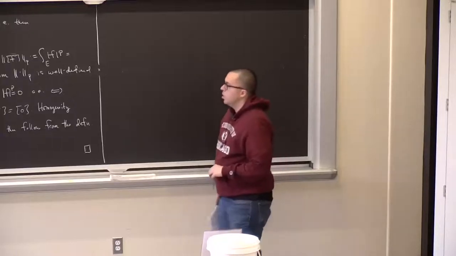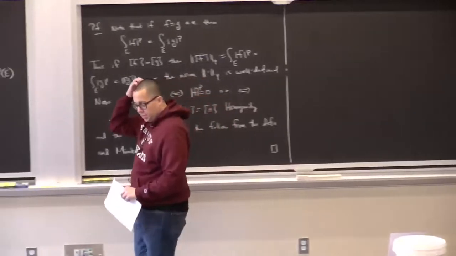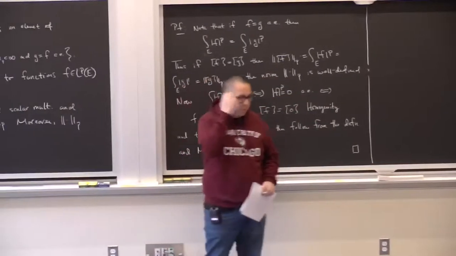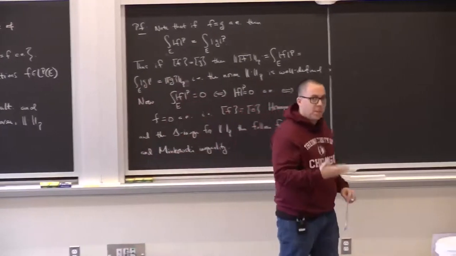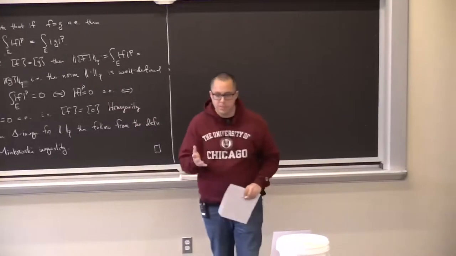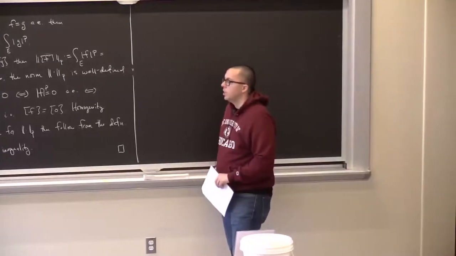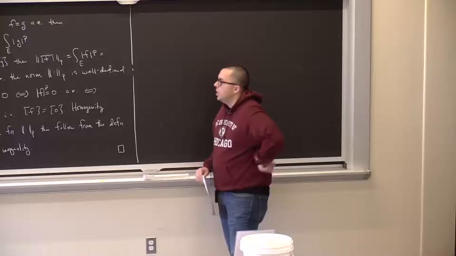Okay, so LP is the space of measurable functions with finite LP norm. See, I'm already not going to refer to it ever again as a space of equivalence classes. You should think of them as a space of functions, just with two elements equal if these functions equal each other almost everywhere pointwise on E.